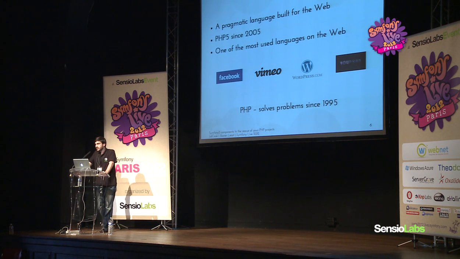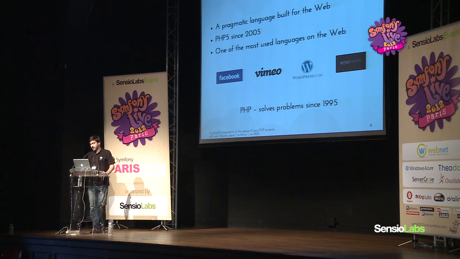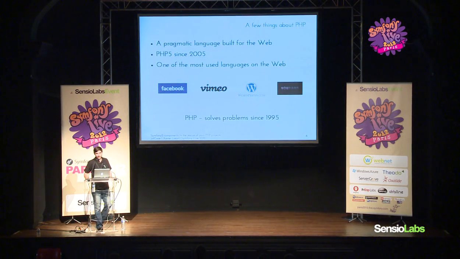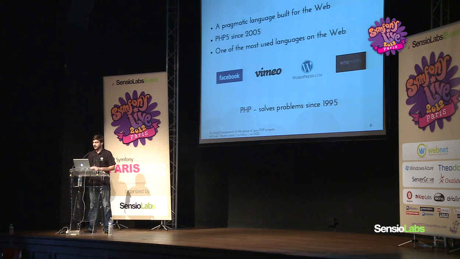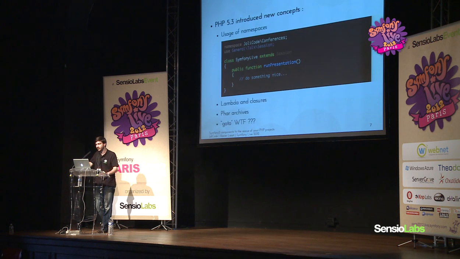PHP 5 is out since 2005, so 7 years ago, and during the last 7 years it has evolved a lot. It has changed. PHP is one of the most used languages on the web. I found some statistics which say that PHP is around 77% of the first million websites in terms of traffic of the web. So a lot in front of Java, .NET, and other platforms. So I selected some well-known names. One could also cite Wikipedia or other platforms which are really famous. So the first target of PHP is solving problems by using the fastest solution possible.